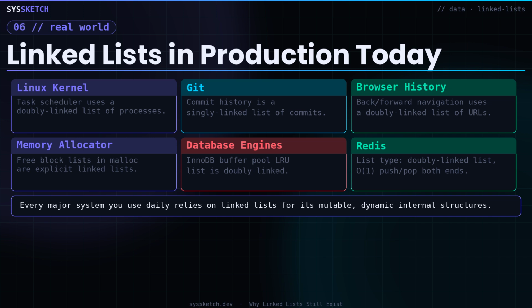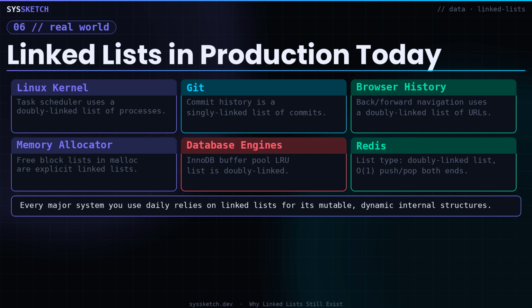Your browser's back and forward navigation is a doubly linked list of visited page entries. Pressing back walks the prev pointer, pressing forward walks next. The glibc malloc implementation, which underlies nearly every C and C++ program running on Linux, maintains its free block list as an explicit linked list of memory chunks, threading the list structure through the free memory itself at zero extra cost.